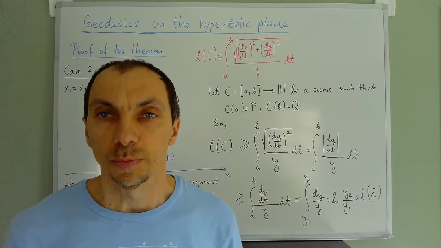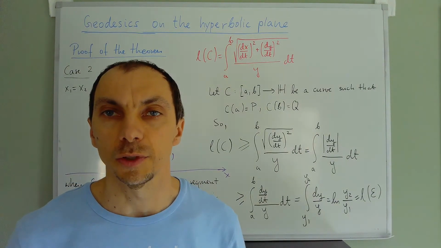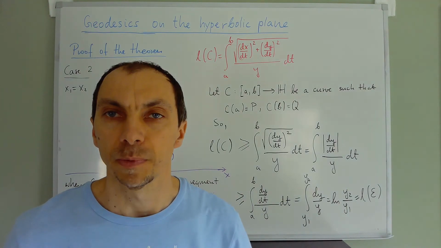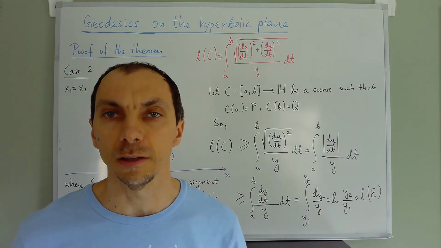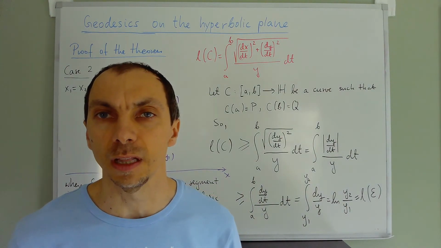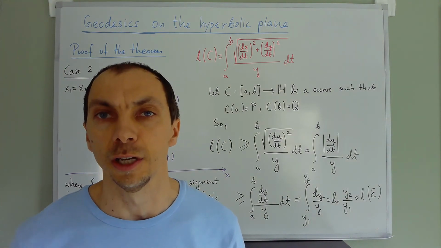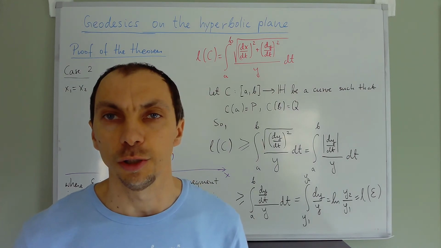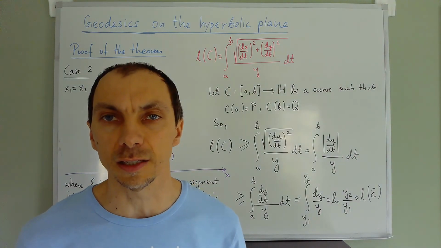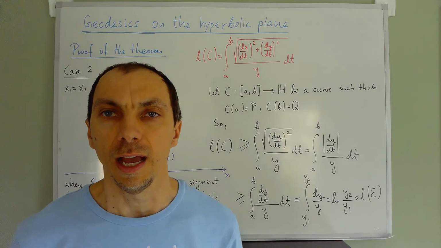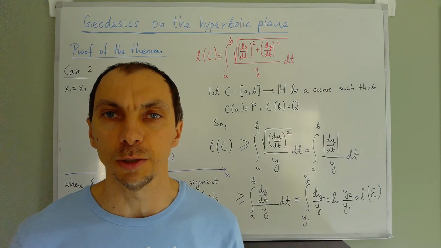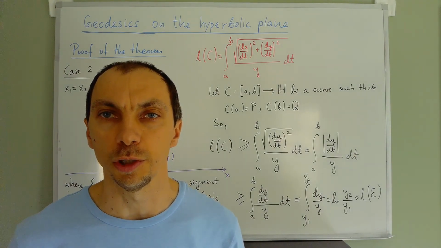Okay, so this proves our theorem that there are two types of geodesics on the hyperbolic plane. Namely, if one point lies on top of the other, that's just a straight Euclidean line segment between these 2 points. And if the points do not lie on top of each other, you just find a Euclidean circle, whose center is on the x-axis, that passes through those 2 points. And the arc of that Euclidean circle between those 2 points gives you the geodesic between them.